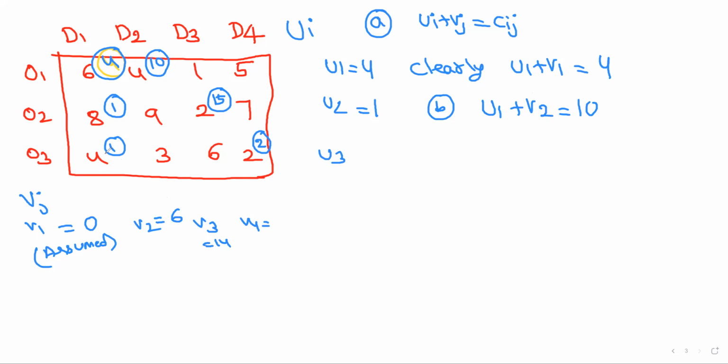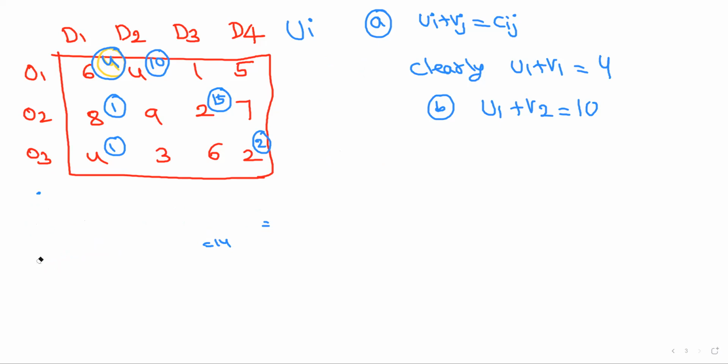Here 1 is there for u3. First row, first column: v1 plus u3 is equal to 1, so u3 is also 1. So we got the values. How did we get them? Very simply, adding the outside values we get the inside values, that is, ui plus vj is equal to cij.